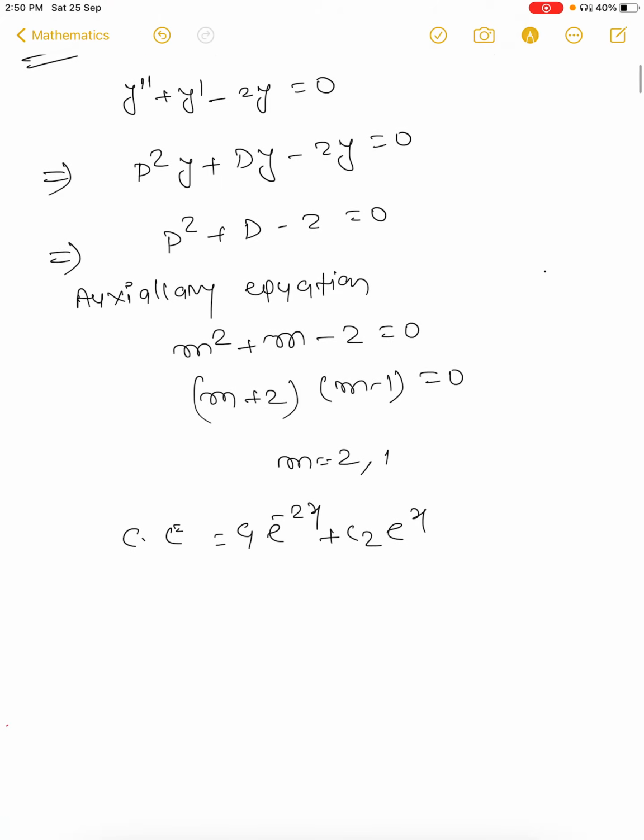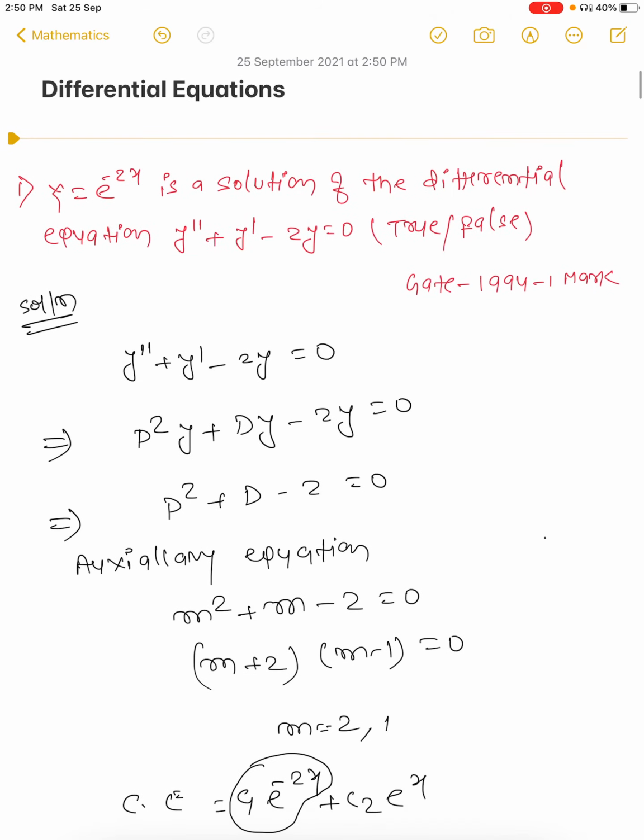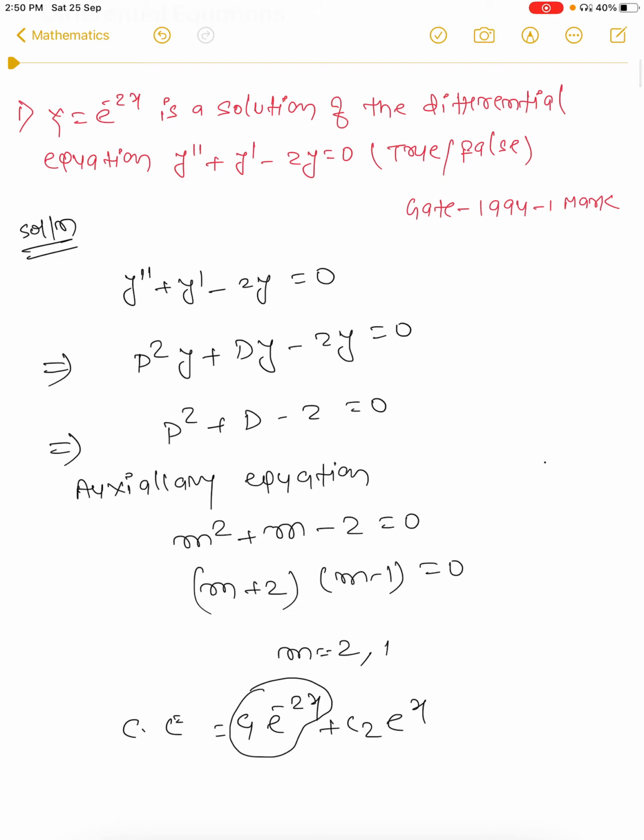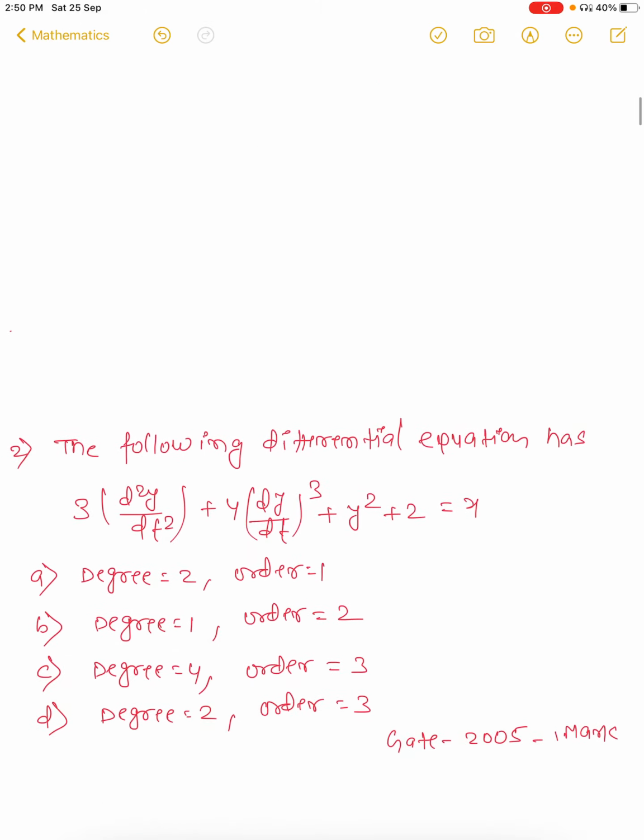Okay, so this one is the part of the differential equation. They are asking about e to power minus 2x, so it is a part of the solution of the differential equation. It is true. Now comes the next question.